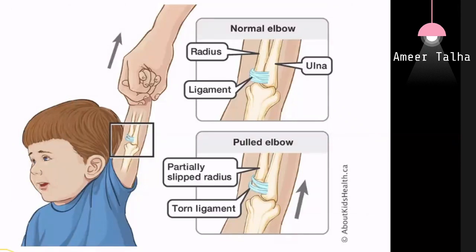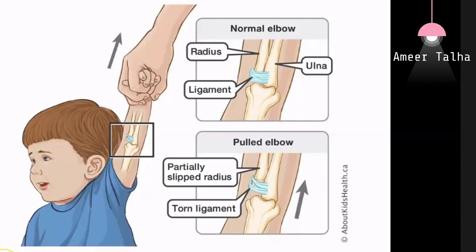Then you would have read regarding the superior and inferior radioulnar joints, the movements occurring there. Which movements occur at the superior and inferior radioulnar joints? Supination and pronation. These are the movements which are rotatory in nature.